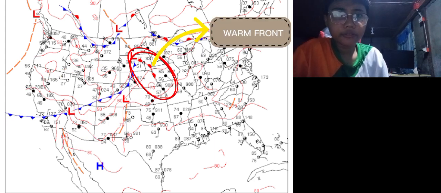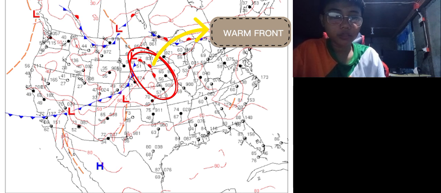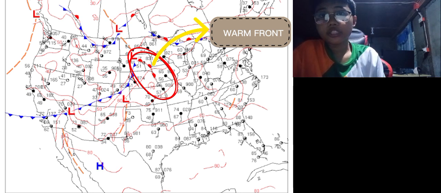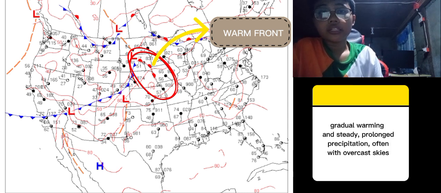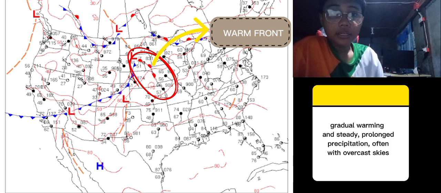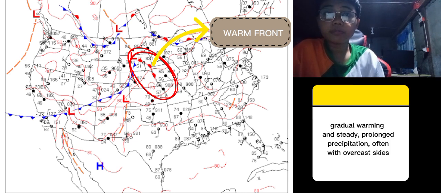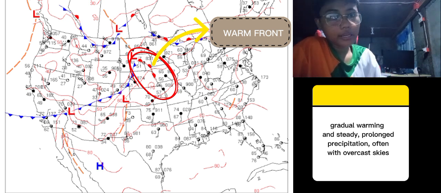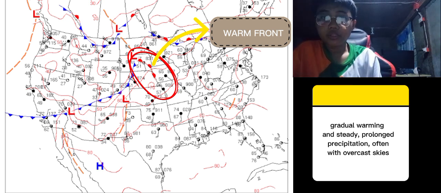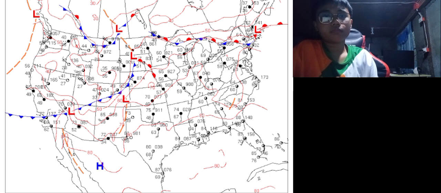Now, we also have here a warm front. What do we expect if we have a warm front? If we have a warm front, we expect steady rain. But after the warm front moves through, you can expect that the sky will clear soon after.